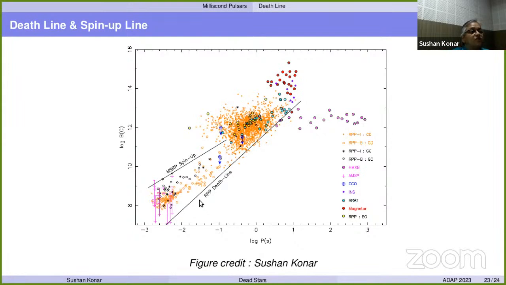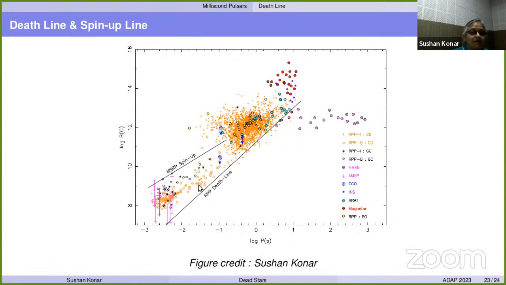In the case of the millisecond pulsars, you see the population is reasonably above the death line. Then the question is, the recycling is happening via this region, right? And if they can move like this, and if the death line is here, why aren't we seeing many objects in this region?